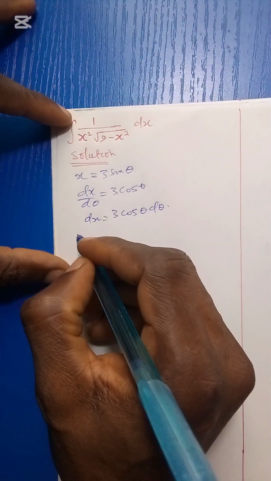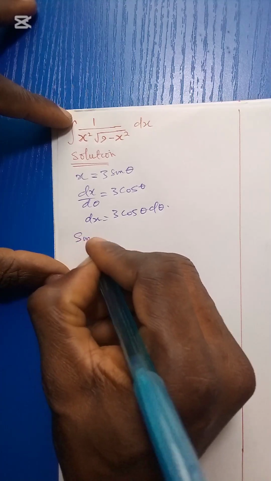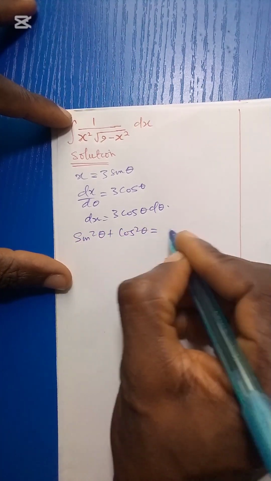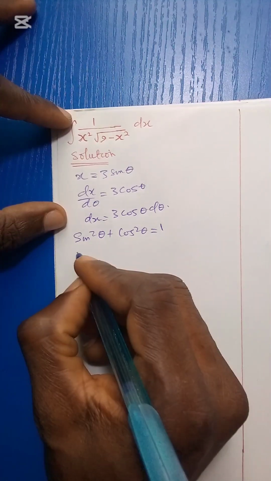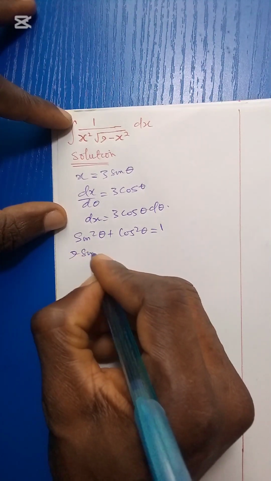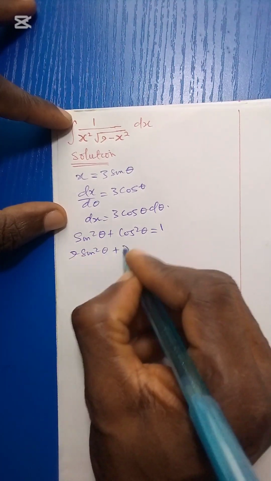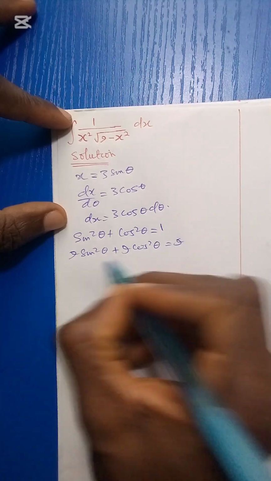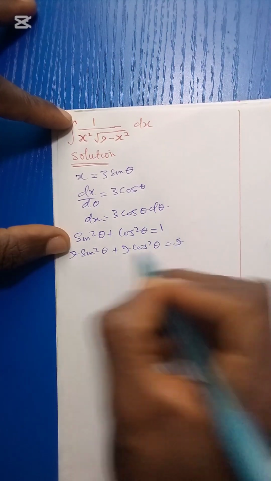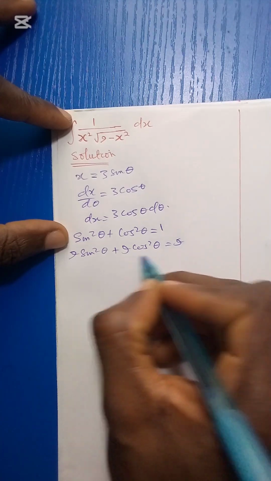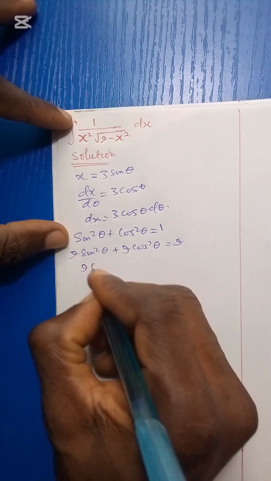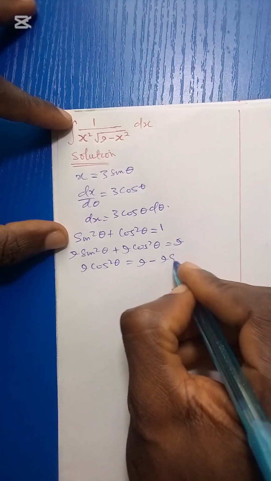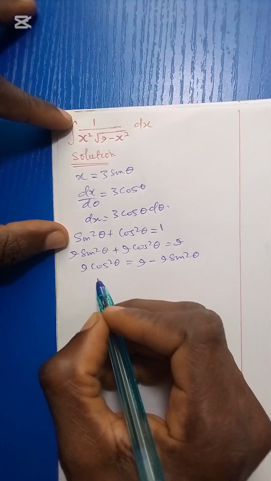Again, let's remember that sine square theta plus cos square theta is equal to 1. If I multiply through by 9, I have 9 sine square theta plus 9 cos square theta, it is equal to 9. So if I factorize 9 out, the 9 here will cancel the 9 here. So let's make this the subject. 9 cos square theta is equal to 9 minus 9 sine square theta.